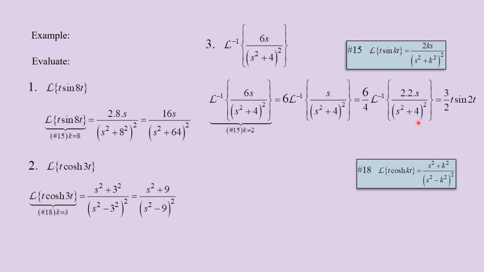Next step is to simplify 6 over 4 into 3 over 2. And to get the inverse Laplace transform of this function, we can now apply formula number 15 directly, where k is equal to 2. 2 times k times s, 2 times 2 times s, divided by s squared plus 4 everything squared. Alright, so the answer for this inverse will be t sine 2t. Therefore, the inverse Laplace transform of 6s divided by s squared plus 4 everything squared is given by 3 over 2 t sine 2t.